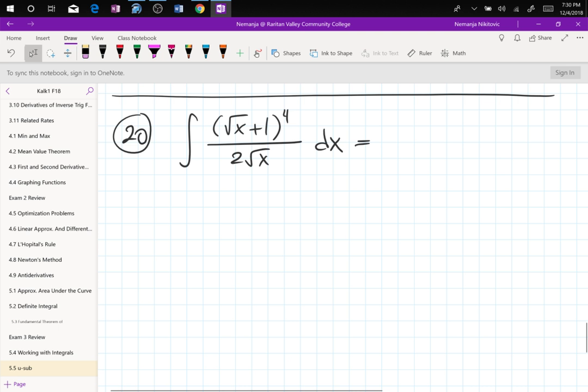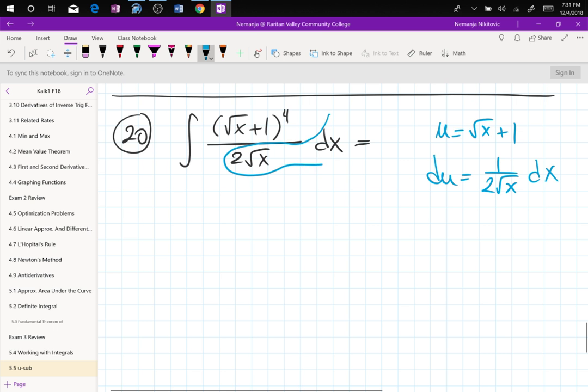So what's u? Square root of x plus 1. And what's du? 1 over 2 square root of x dx. Good. So now, I have my du. So integral of u to the 4 du, which is u to the 5 over 5 plus c, easy peasy.